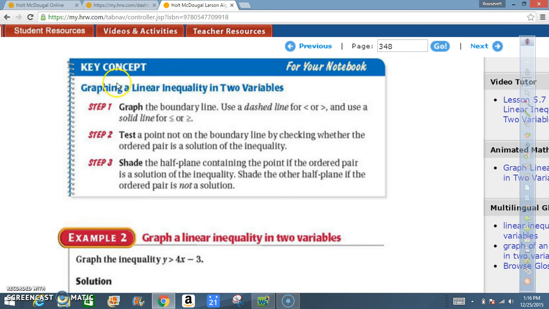Key concept: graphing a linear inequality in two variables. Step 1. Graph the boundary line. Use a dashed line for less than or greater than, and use a solid line for less than or equal to, or greater than or equal to. Step 2. Test a point not on the boundary line by checking whether the ordered pair is a solution of the inequality. Step 3. Shade the half plane containing the point if the ordered pair is a solution of the inequality. Shade the other half plane if the ordered pair is not a solution.